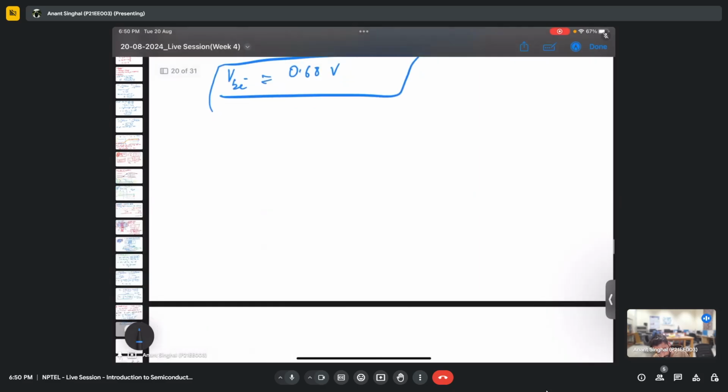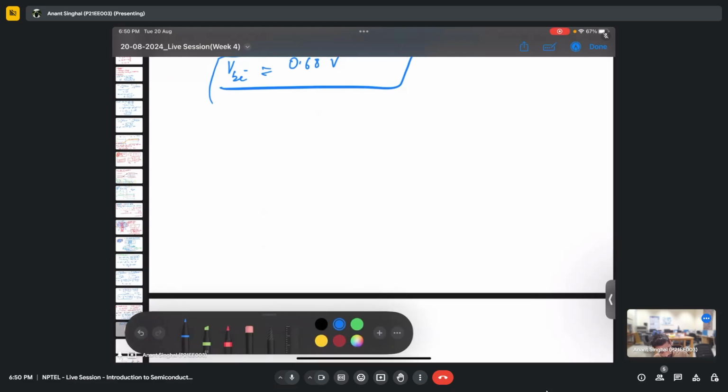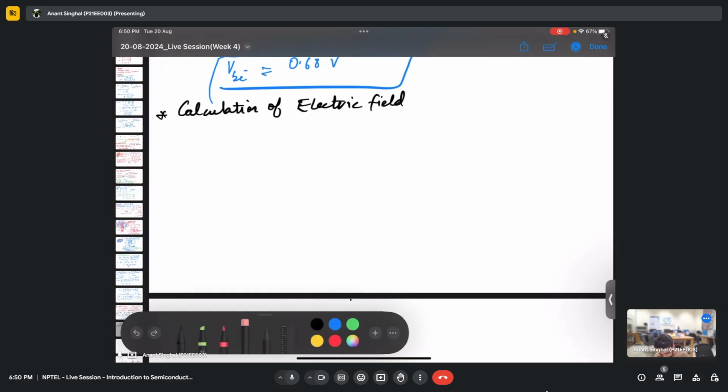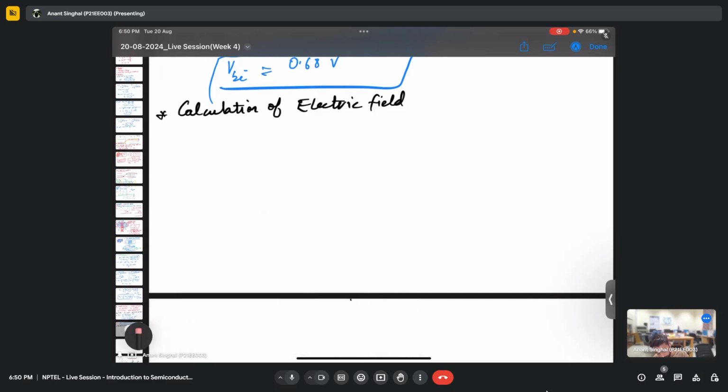So what we need to do now is the second part for the PN junction, which is the calculation of electric field. So electric field, we all know, is nothing but the gradient of the potential, dV by dx.